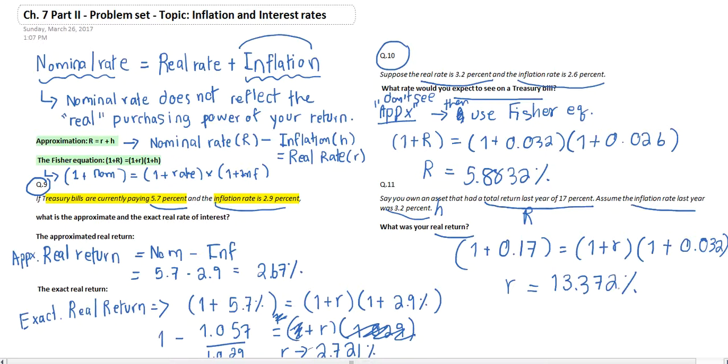Alright, so I hope this video helped you understand more about the nominal rate versus the real rate, by excluding the effect of inflation out of the nominal rate.